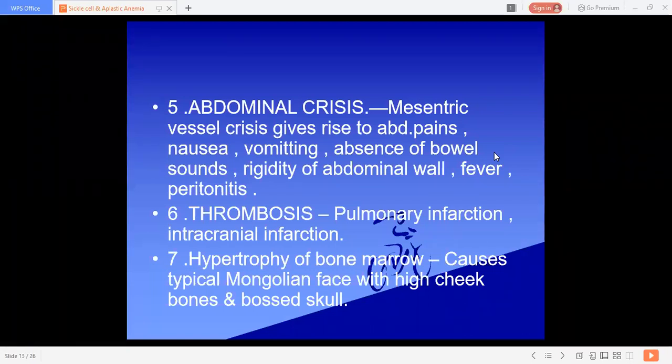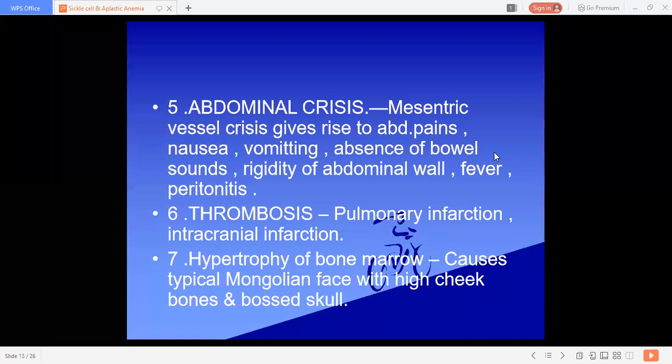What is tenderness? What is the meaning of tenderness? Touch with pain, ma'am. Yes, it is pain on touching by the physician. The patient will retract his body, that is, there is avoidance of the touch because pain develops after touching by the physician. So it is called tenderness, and rigidity you can feel after touching. Okay, toughness, the tough consistency of the abdominal muscles.